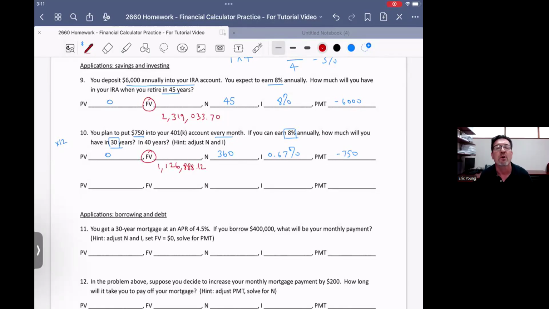Not too shabby. But now let's say you had started 10 years early. Suppose you let time be your ally and you started 10 years early. Let's see what would happen there. Well, we're still going to have 750 going out. We're still going to earn 0.67 per month, but now our months go to 480 because now we're talking 40 years. So we're adding an extra 10 years. In other words, we're saying, what if you let time be your ally and you started early? PV is still going to be 0. And look at this.